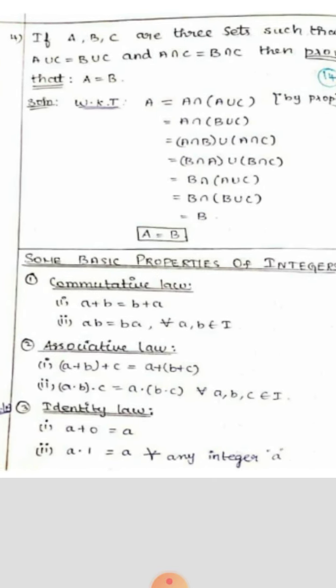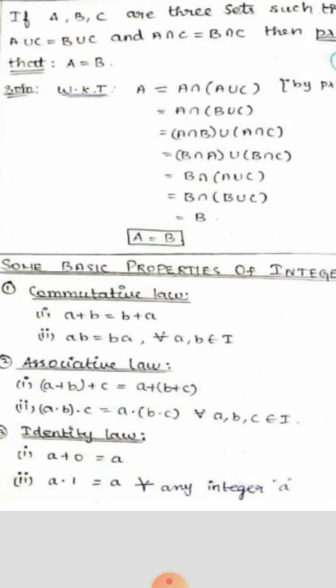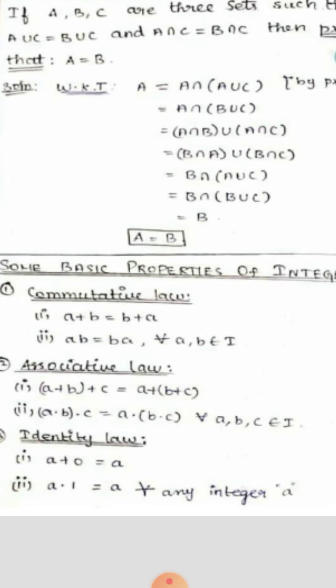First one, commutative law. So what is called commutative law? A plus B is equal to B plus A. The first one is a commutative law under the additive operation: A plus B is equal to B plus A. Similarly, under the multiplication operation, AB is equal to BA, for all A, B belongs to I. So this is a commutative law.